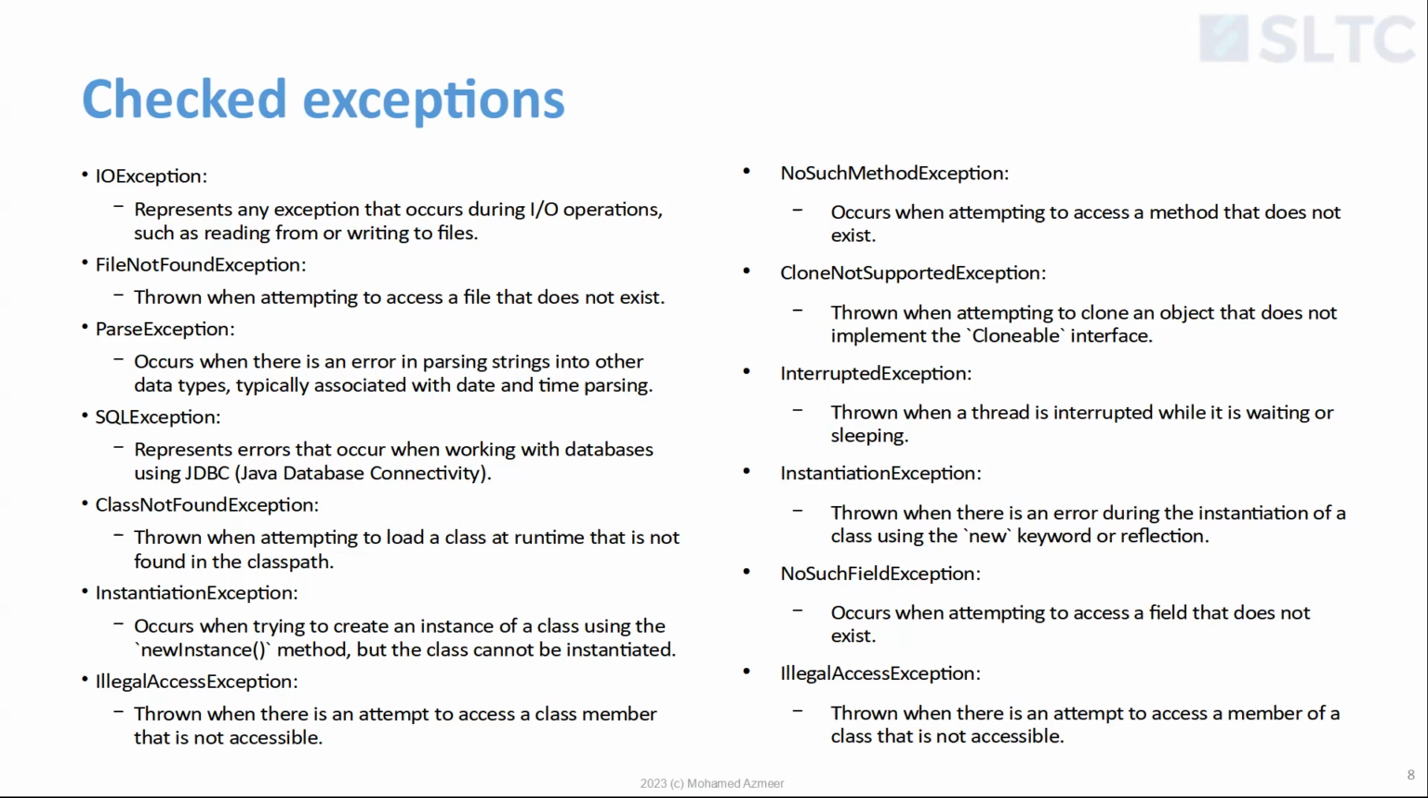Instantiation exception, where we are trying to create an object or an instance and it's not working for some reason. No such field. You're trying to access a variable or a field within a class and it's not there. And then illegal access. Again, something that is not possible to access. You're trying to access it there.